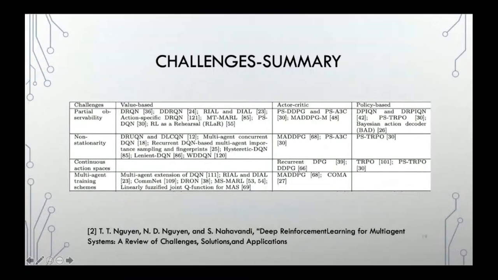And the summary table: I took this table from the reference that I have written at the bottom of the slide, and you can go to that paper and check the reference number based on the problem you are working on, because the algorithm should be selected based on the challenges you have in your problem. Therefore, it is important to select and classify those algorithms. And you can go to that reference too and check the other references as well. But as you can see from the table, there are lots of proposed works to deal with these challenges.